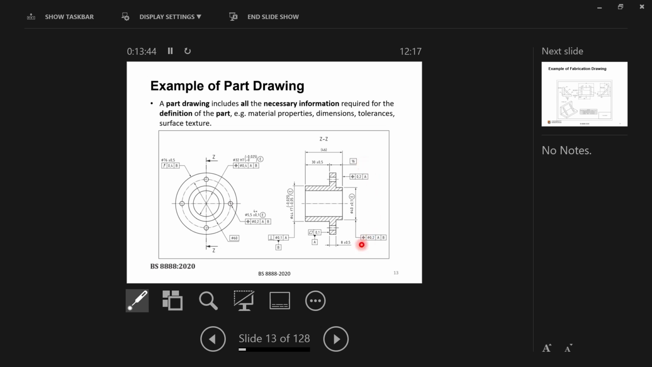Here, for example, this feature control frame defines the location of the center line, this is the symbol for location, and it should be within a specific tolerance of 0.2. There is a relation between this center line, which is the location of the center line, with both datum A and datum B. We'll talk about this in more detail by the end of this class.